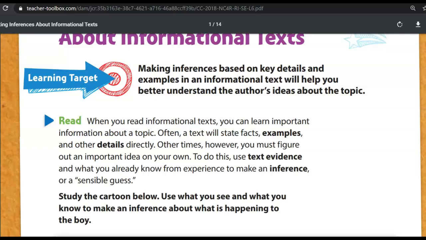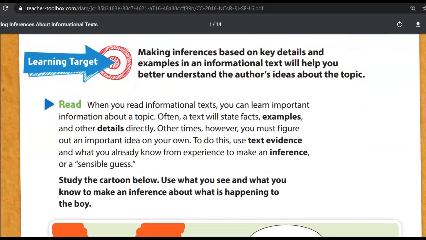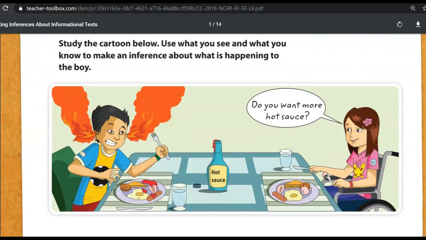Now I'm going to scroll down and let you take a look at a cartoon. I want you to use what you can see in the picture and what you already know from experience to make an inference about what is happening to the boy in the picture. So take a minute and look that over.